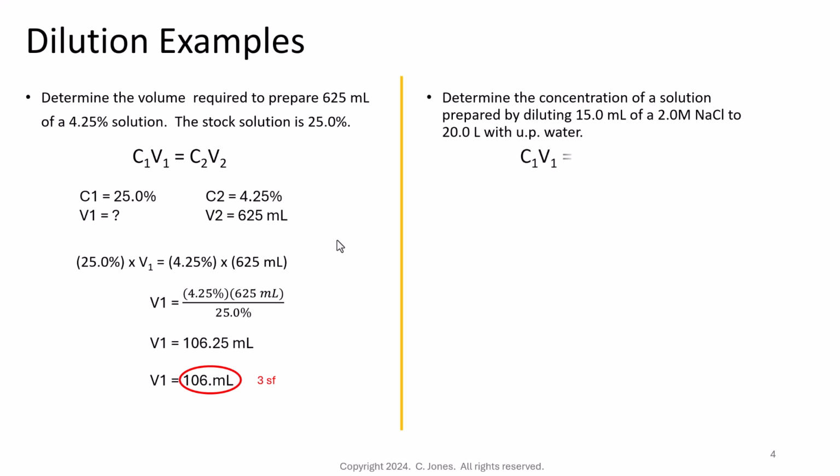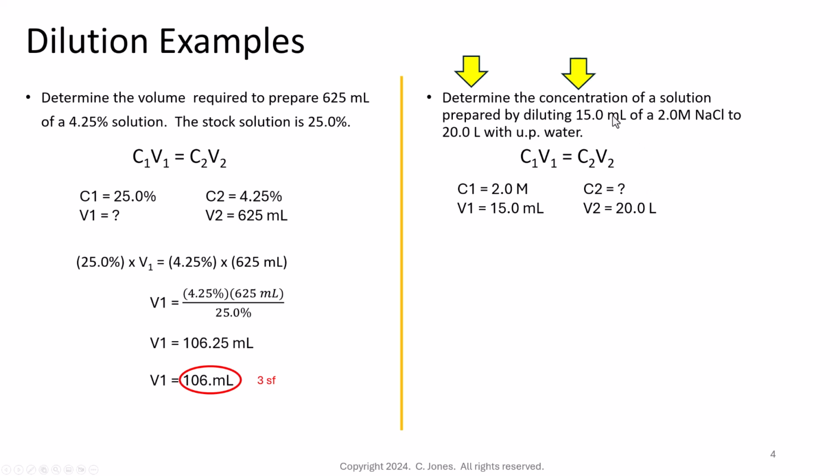All right. So again, we just anchor ourselves by writing down the main equation, C1V1 equals C2V2. All right. And now we need to figure out what the numbers in the problem correspond to in the equation. So again, we read carefully. It says solution prepared by, right? Concentration of a solution prepared by diluting. So we don't know the concentration of what we have prepared. So that's C2.